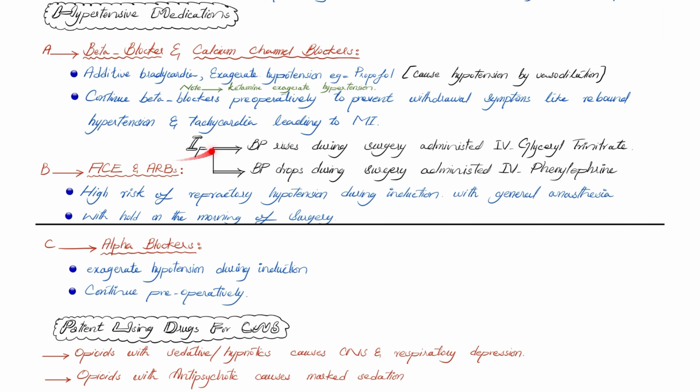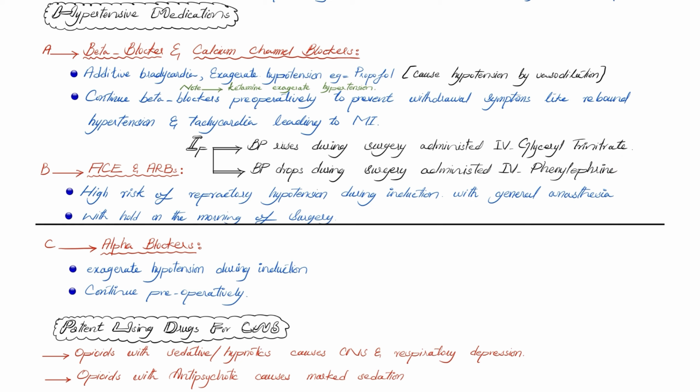Now, if complications occur, for instance if blood pressure rises during surgery, you have to administer intravenous glyceryl trinitrate. And if the blood pressure drops during surgery, then you have to give IV phenylephrine, which is an alpha agonist.